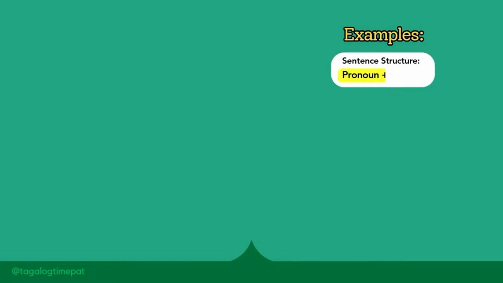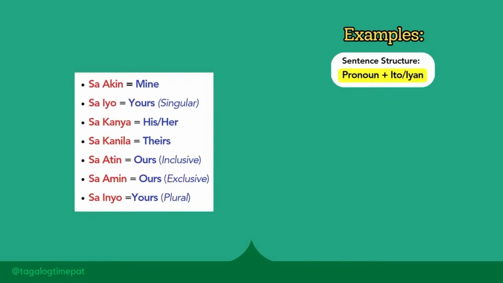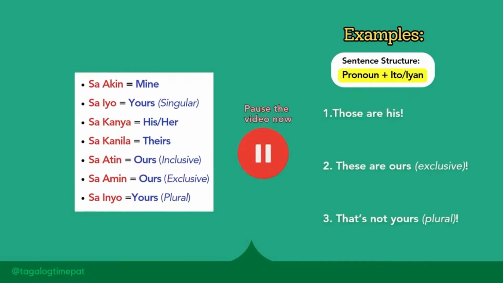All right. Now let's do some examples. First, it's the pronoun, and then it's the demonstrative pronoun. And these are the pronouns we learned. So now take a minute and do these examples. If you wanted to say those are his, it would be sa kanya yan. Number 2, these are ours. Exclusive would just be sa amin ito. So we are just following that sentence structure, pronoun, then the demonstrative pronoun.